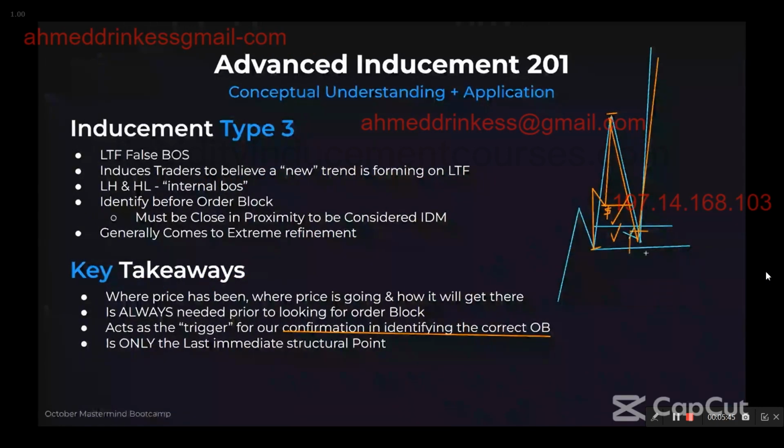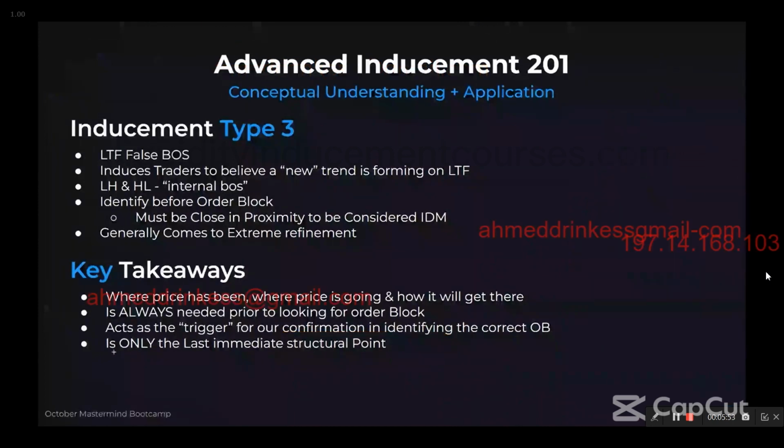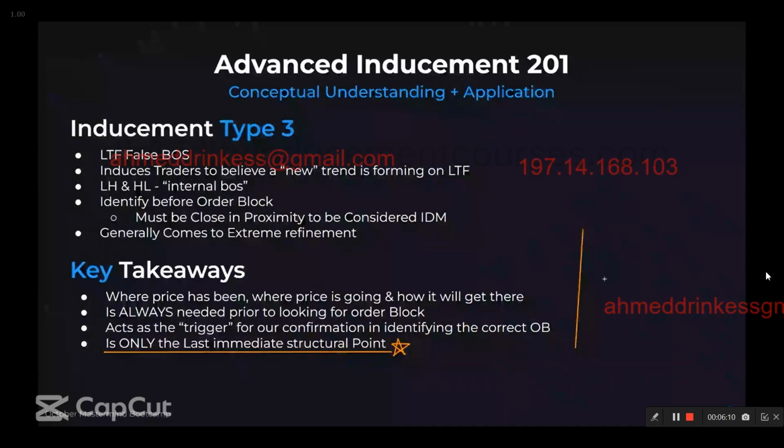And that's why we always get these sniper entries, always ensuring liquidity is taken before that drastic reversal. Last but not least, inducement is only the last immediate structural point. Even with some current students, I've noticed that a lot of individuals will confuse inducement when it comes to structure. We'll see some examples where people say, you have this.